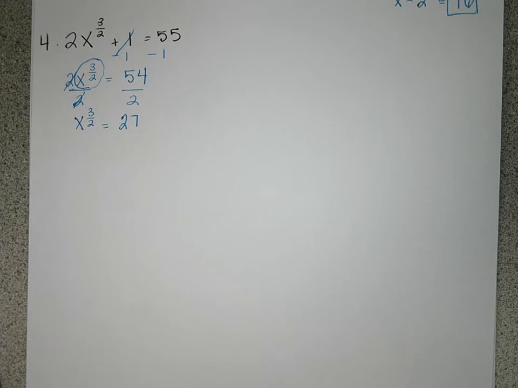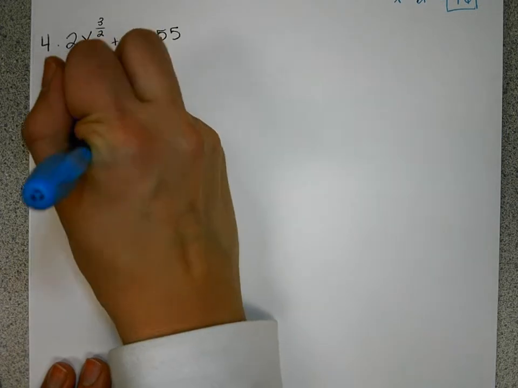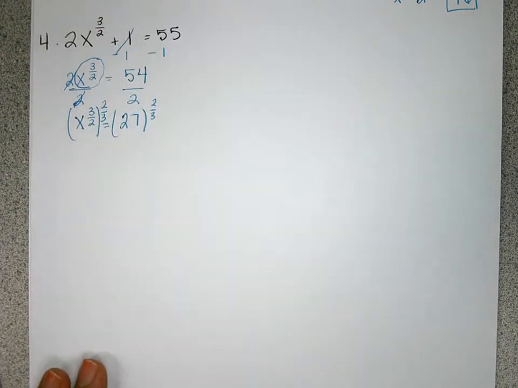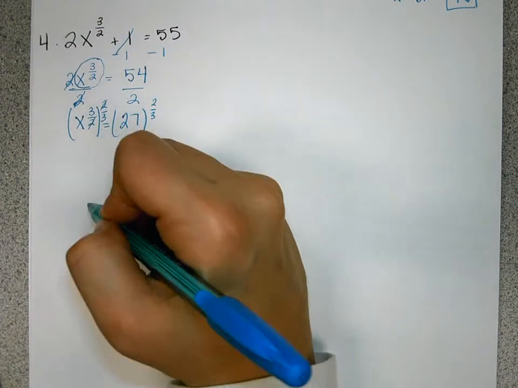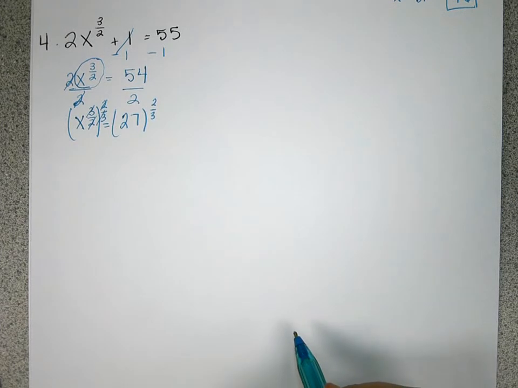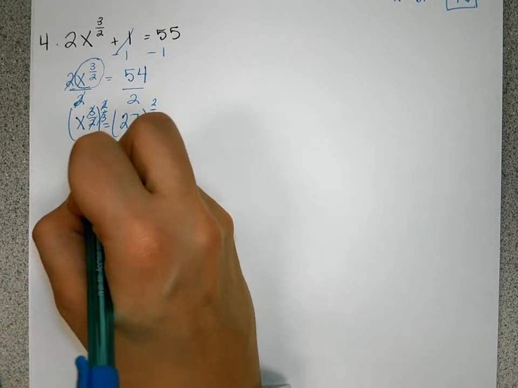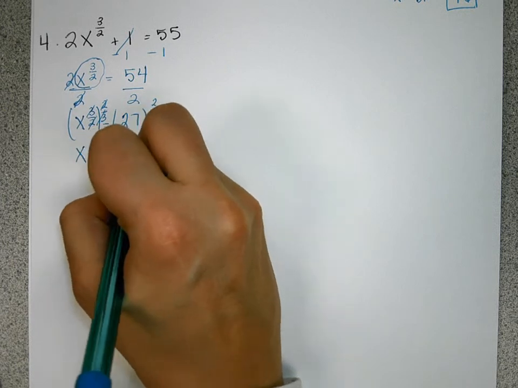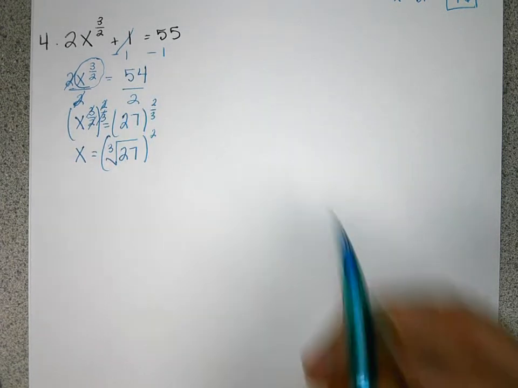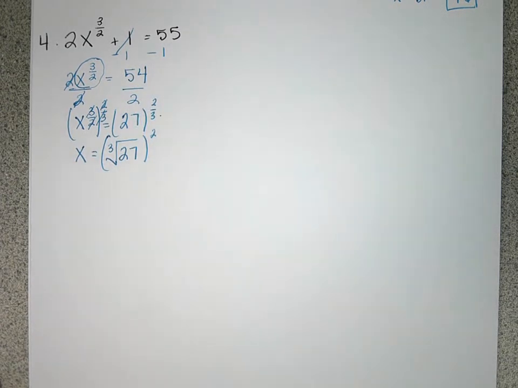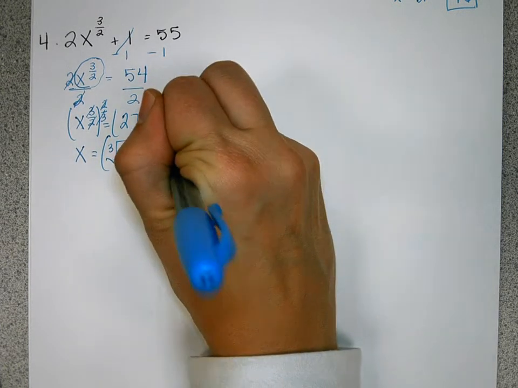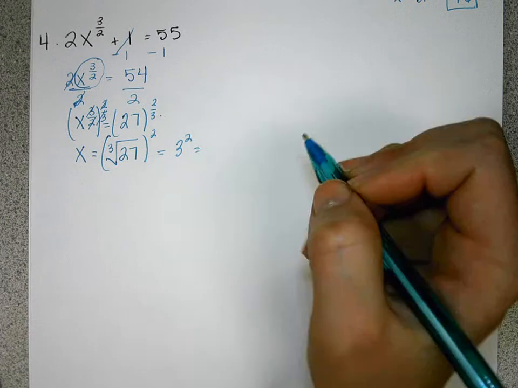Now, just like number 3, I'm going to raise both sides to the reciprocal. So that's 2 over 3 because the 2's cancel and the 3's cancel. So that gives me x equals the cube root of 27 to the 2nd power. So I just rewrote this. Cube root of 27 is 3, and 3 squared is 9.